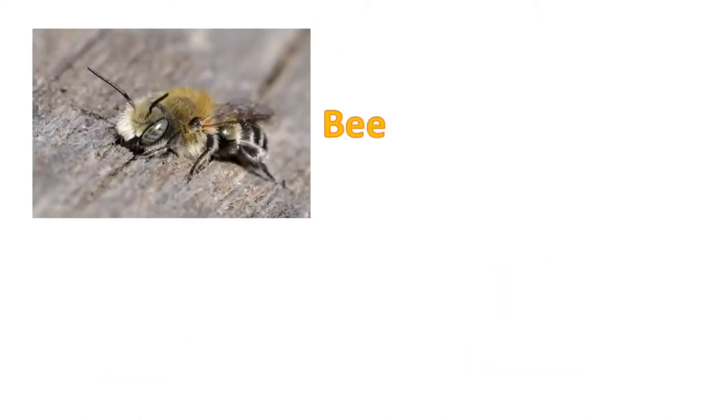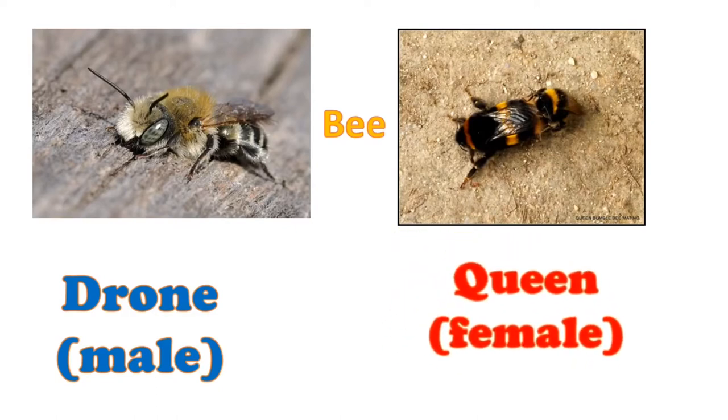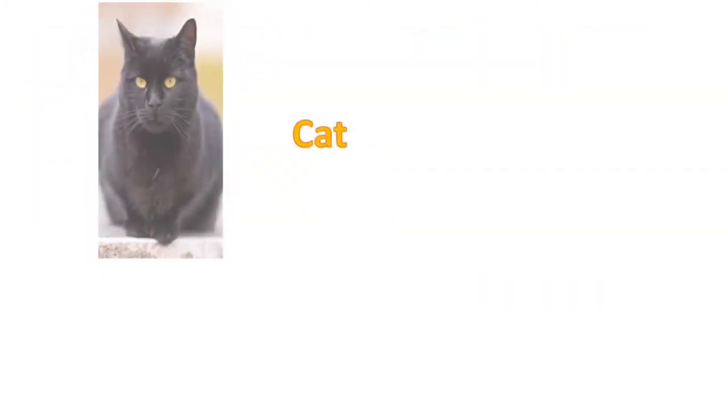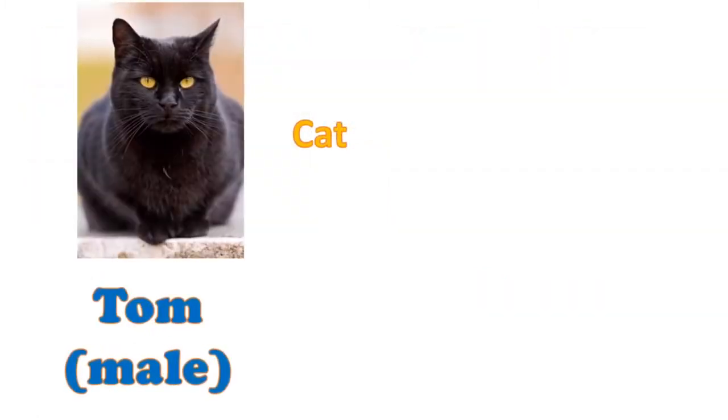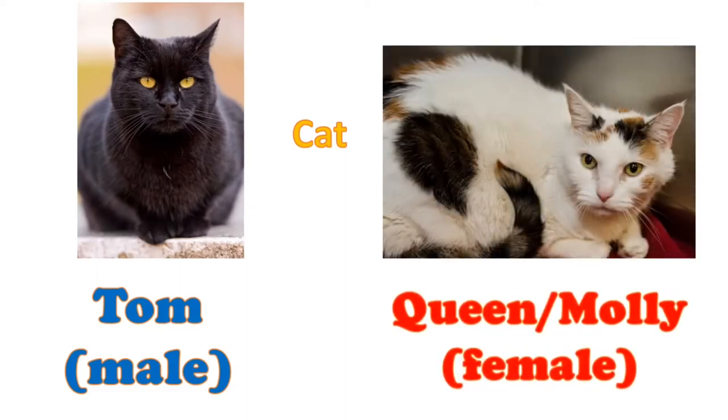The male bee is called a drone, whereas the female bee is called a queen. The male cat is called a tom, while the female cat is called a queen or a molly.